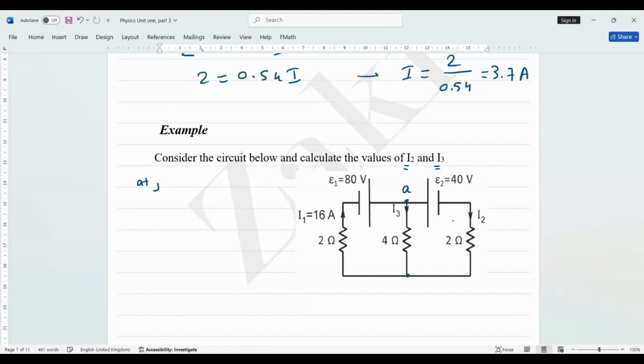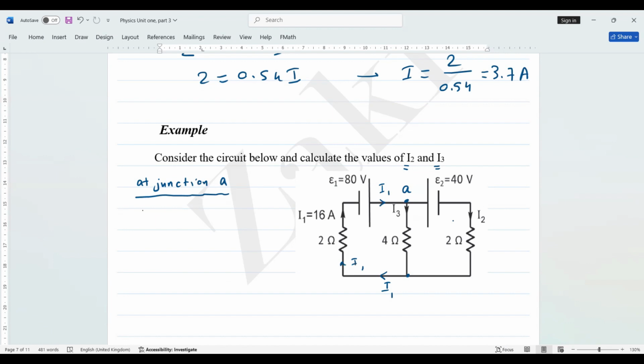At junction A, the sum of currents in. Now let us see the current in the circuit. This is I1. I1 starts from here and ends at this point. So the current in is I1, which is 16.